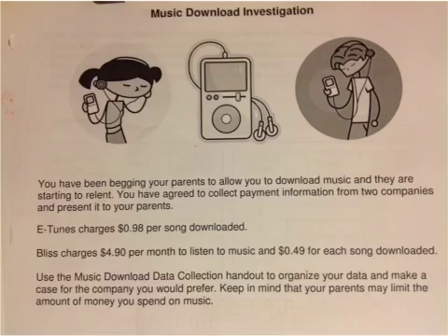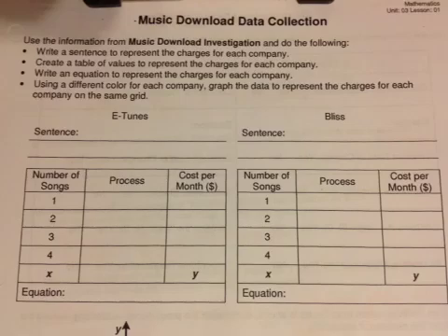Okay? So at the bottom it says use this data to organize a table and make a graph that you're going to use to help persuade your parents into choosing one of these companies. And it says keep in mind that your parents may set a limit on how much you can spend. So think about that. And we're going to start making our table. Alright, so let's check out the eTunes table first.